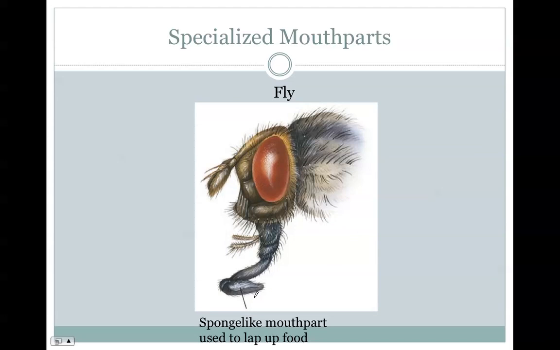And then a fly has a sponge-like mouth part, and it's used to lap up food. So it's sort of an interesting thing to watch. If you go on YouTube, you could probably see this. Actually, when we watched that video Life, you saw the fly on the Venus flytrap, and you saw this mouth part in action lapping up some of the nectar that was on that flower.